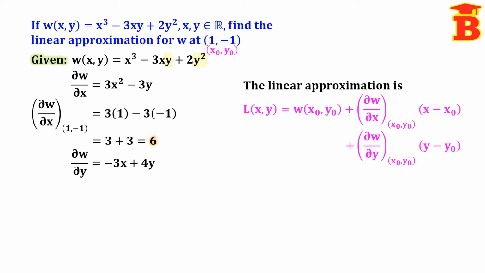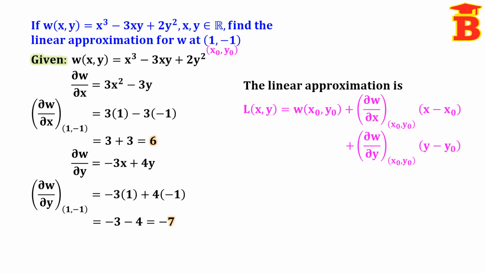Substitute the given point, dou w by dou y at the point 1 comma minus 1. Put x is equal to 1 and y equal to minus 1. So we get minus 3 minus 4, which is equal to minus 7.